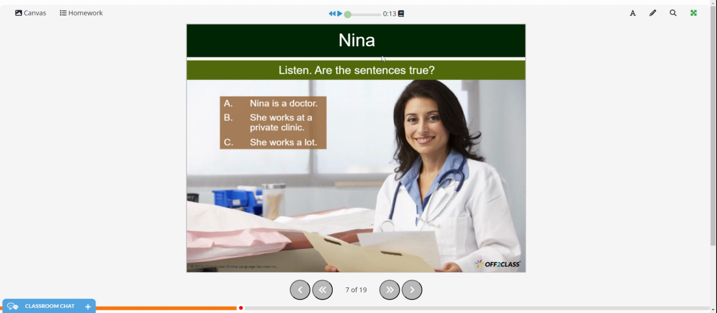All right, so we'll listen again and I'll pause after they provide the answer to each question. I am a doctor. Okay, so she says right at the beginning she's a doctor, so that one is true. I work at a children's hospital. Okay, so she says she works at a children's hospital, so letter B would be false. She does not work at a private clinic. I work a lot, and she works a lot. Letter C is true.